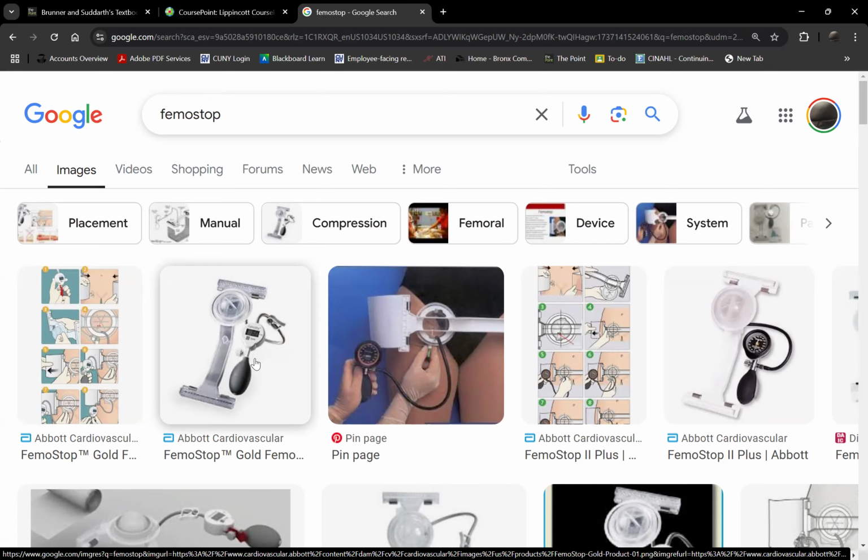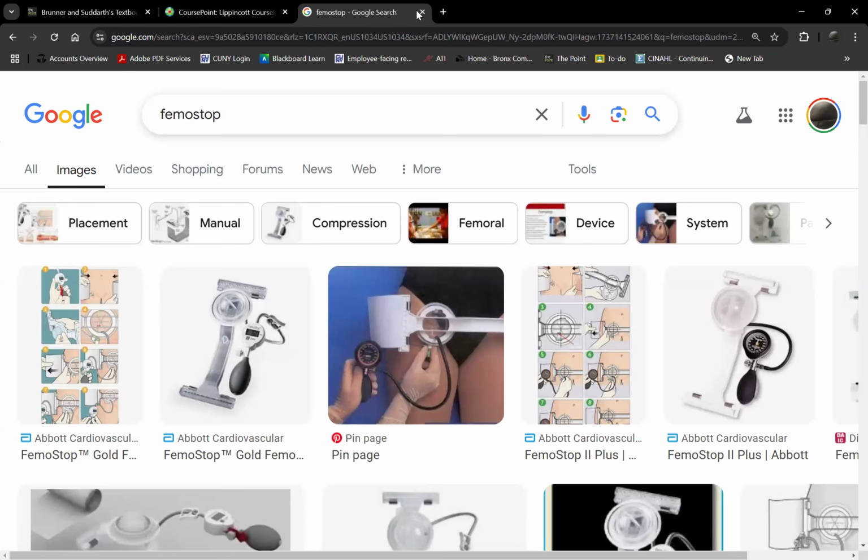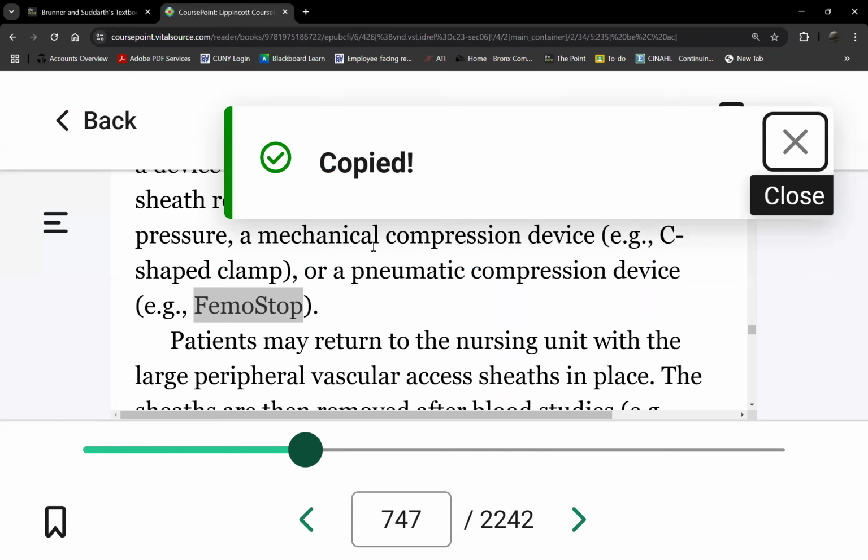Okay, so this one is more effective. It is way better than sandbags, although sandbags can fall, right? So a FemoStop would be very effective. Plus, it's pain free. You don't have to put pressure yourself. Plus, it's way more effective.